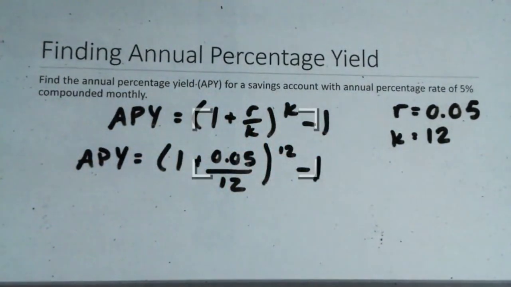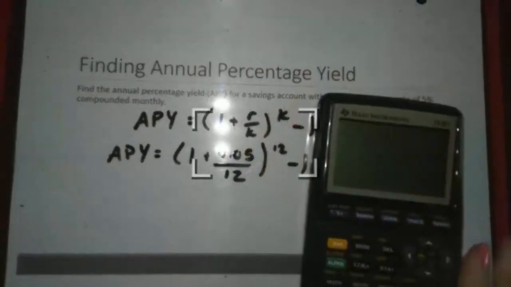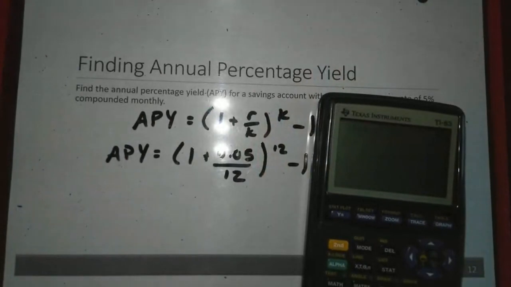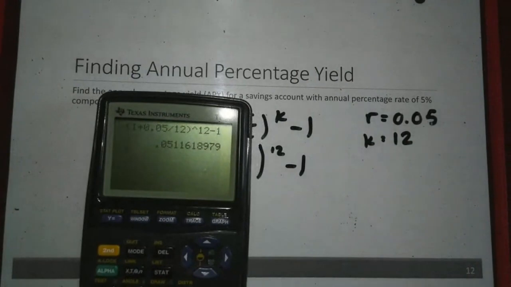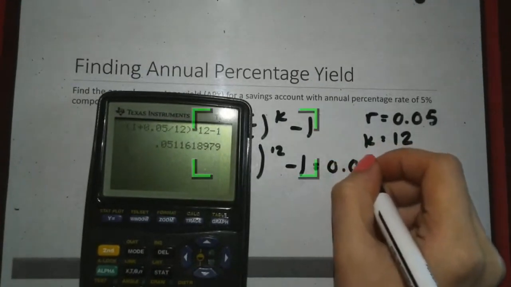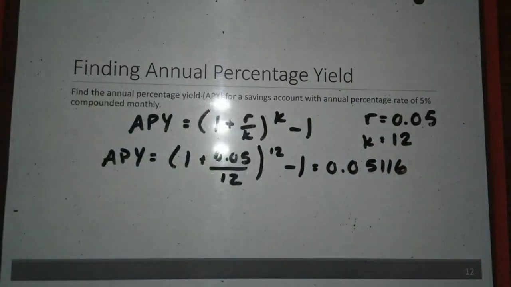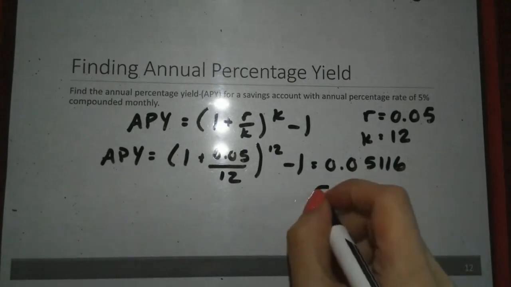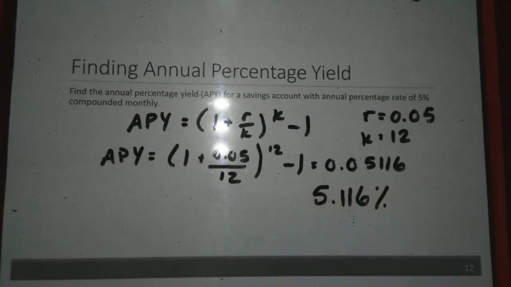This is one I should be able to just type in my calculator like normal. So that's going to be 1 plus 0.05 divided by 12 raised to the 12th power minus 1. And it looks like that is equal to 0.05116. But it's annual percentage yield, so let's change this into a percent. We move the decimal over 2 places. That's going to be 5.116%. And that will be our annual percentage yield.